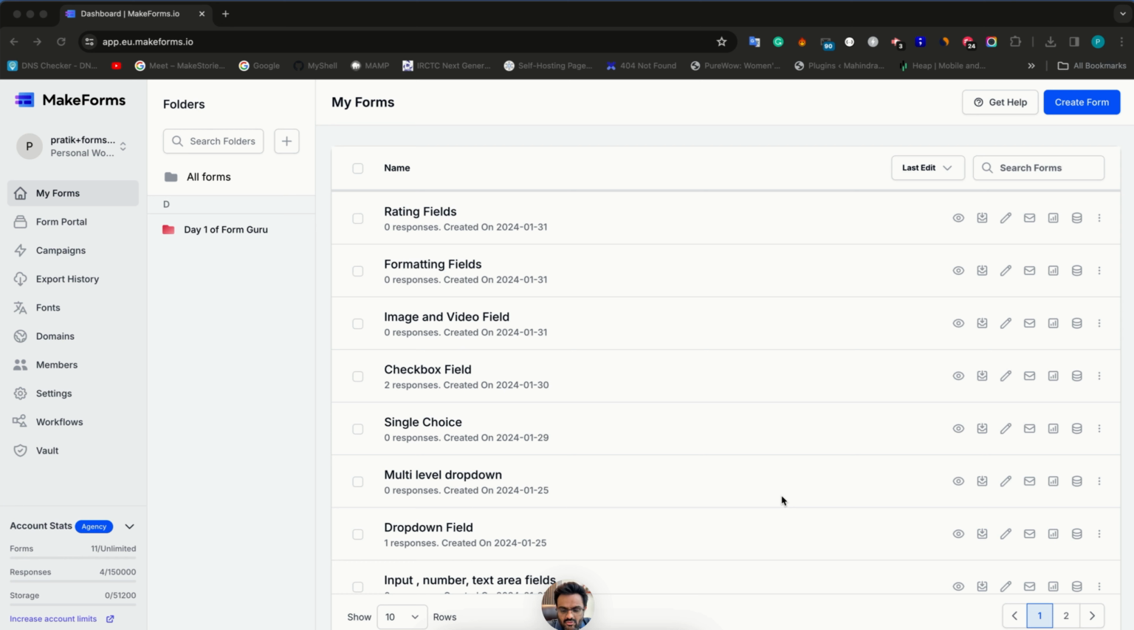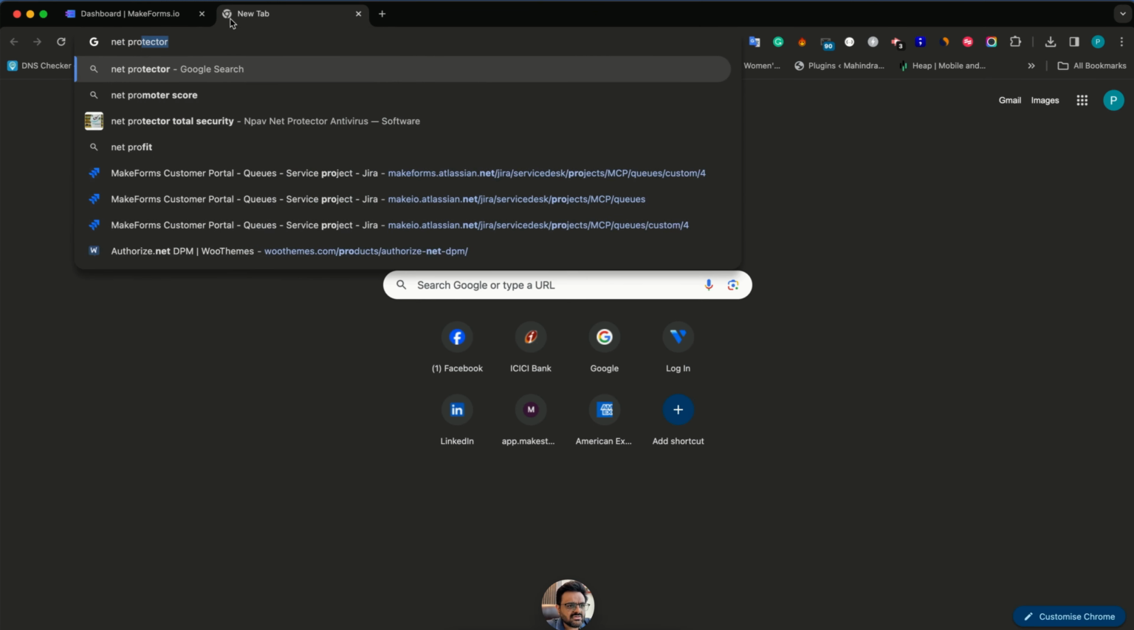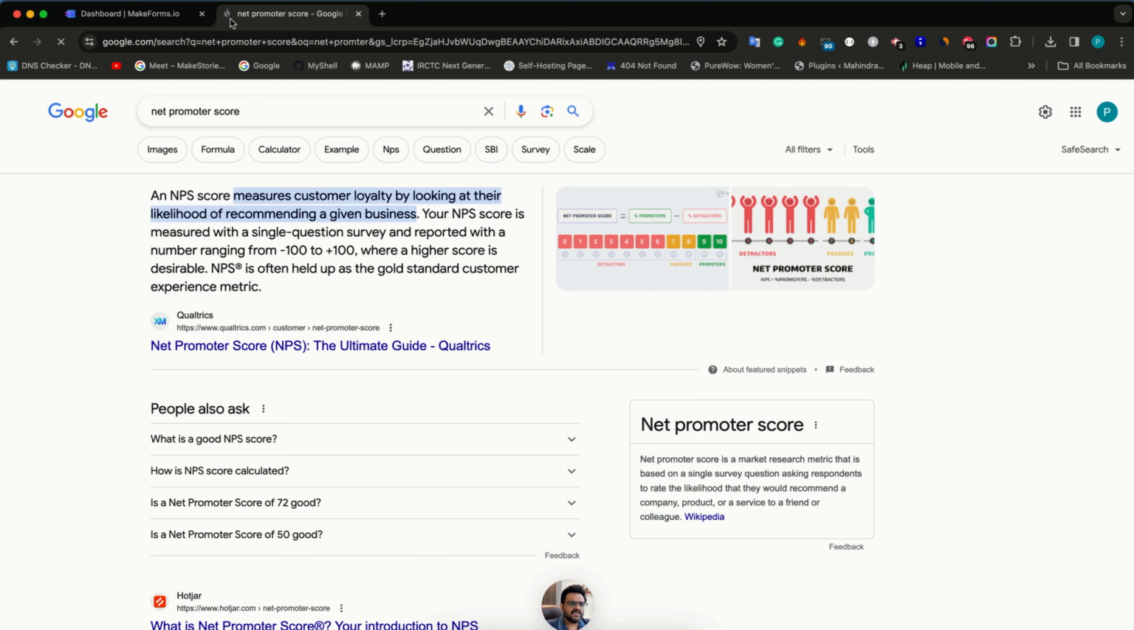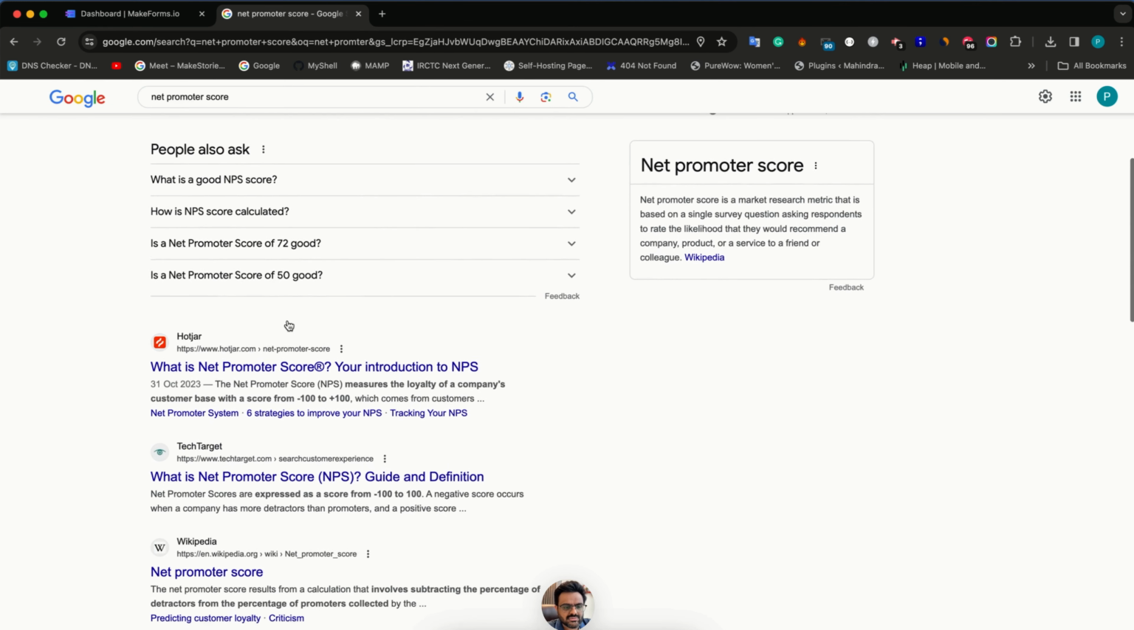I am Pratik, founder of MakeForms, and today we are going to take a look at Net Promoter Score. Net Promoter Score was created by Bain and Company. Before I go into much detail, let's first understand what Net Promoter Score is.